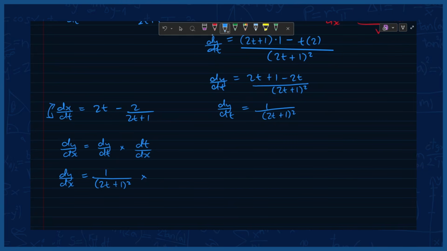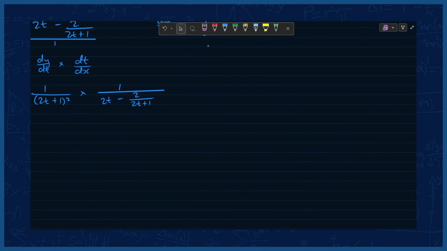So dx dt is the 2t minus 2 over 2t plus 1. So when I flip it, right, I hope you appreciate the fact that all of this is technically being divided by 1. So if I flip dx dt, I also have to flip this side. So I should end up with 1 over that whole thing. So 2t minus the 2 over 2t plus 1. But let's just work on simplifying that on the side. So I've got 1 over 2t minus 2 over 2t plus 1.